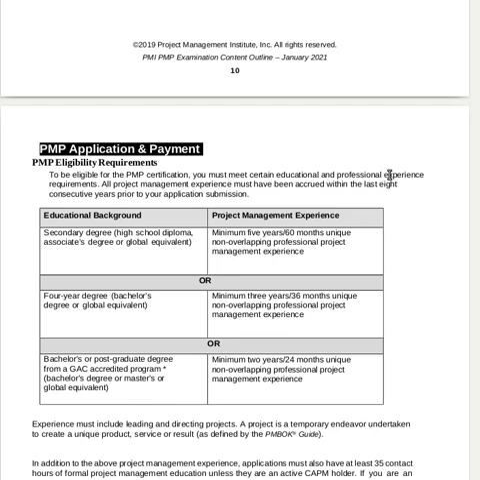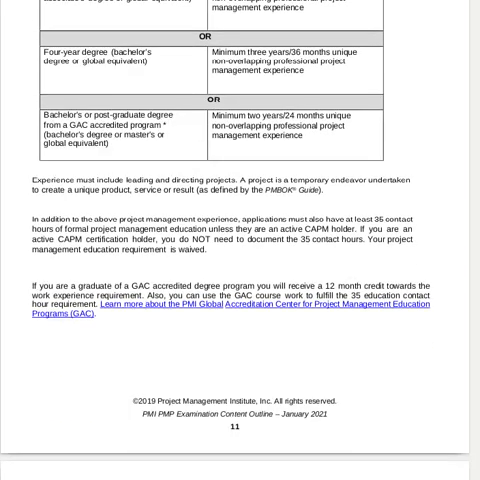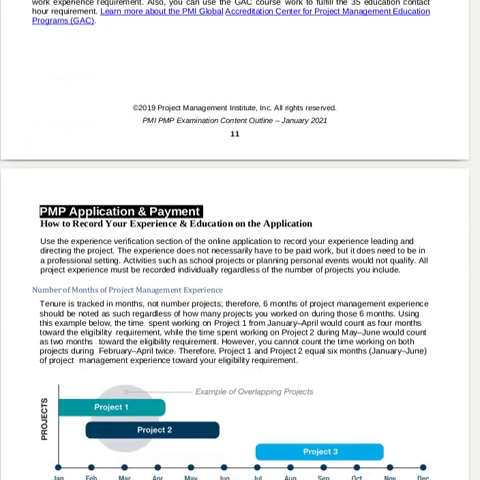Then friend, PMP application and payment methodology is there, that if you have a school diploma and you have a minimum 5 years project management experience, then you are eligible for PMP exam. Or you have a 4-year bachelor degree or a 3 years project management experience, still you are eligible. Or you have a bachelor degree or graduate degree or a postgraduate master degree, and you have the 2 years of project management experience, that you are also eligible for the PMP application, PMP exam. You can go for it.